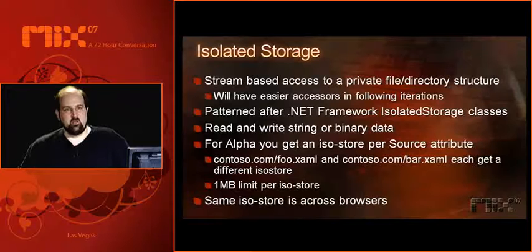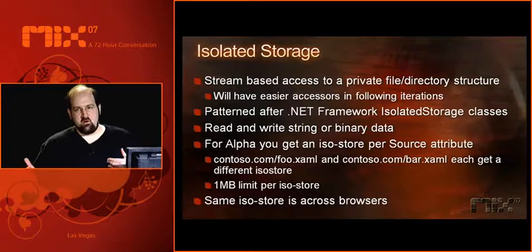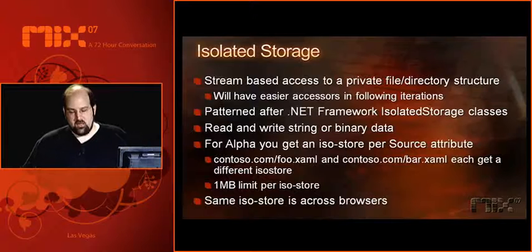And again, as we move past the alpha, we'll relax that a bit and have ways that you can share the IsoStore across, for example, virtual directories underneath a common host name. The other thing we'll do is, right now we just pick 1 meg as, well, that's probably a reasonable limit for the alpha.